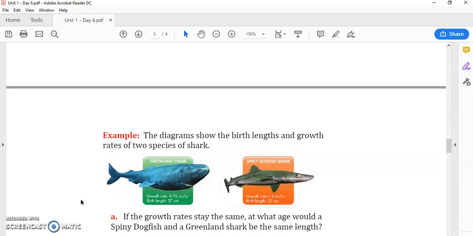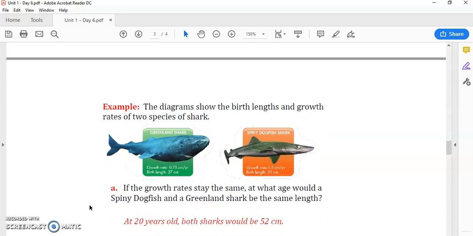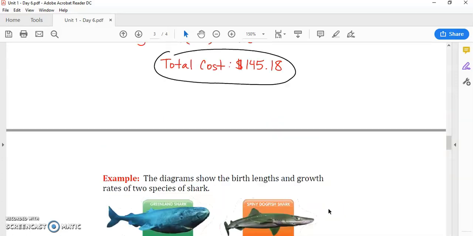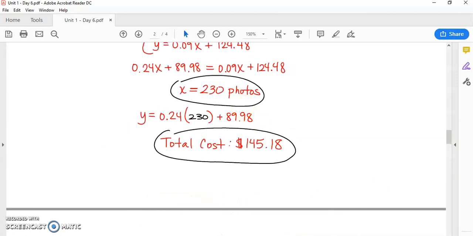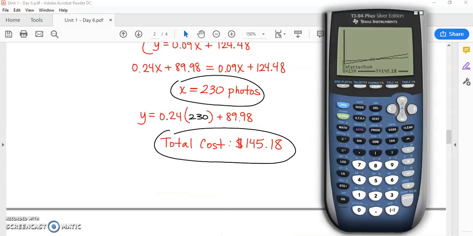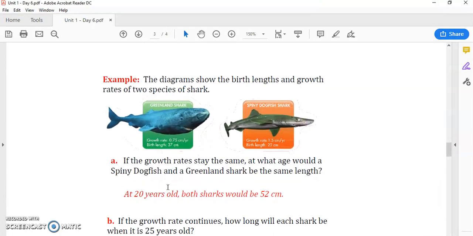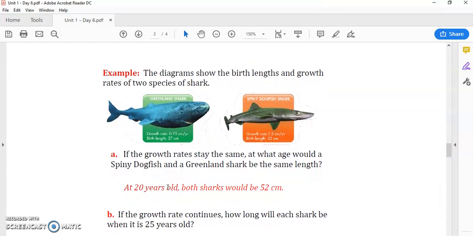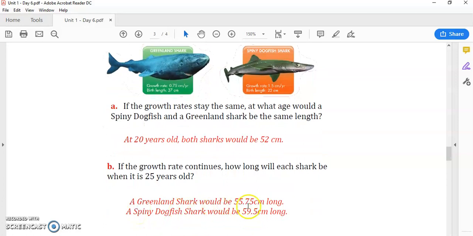So it's going to say if the growth rates stay the same, when would they be the same length? Well, it's going to be when would the y values be the same after how many years? Let's say 20 years old, both of them would be 52 centimeters. And again, we're solving that using either substitution or our graphing calculators. Either one would work. How long would each shark be when it's 25 years old? Well, we would just plug in 25 for x to both equations to get the following results: 55.75 centimeters and 59.5 centimeters.